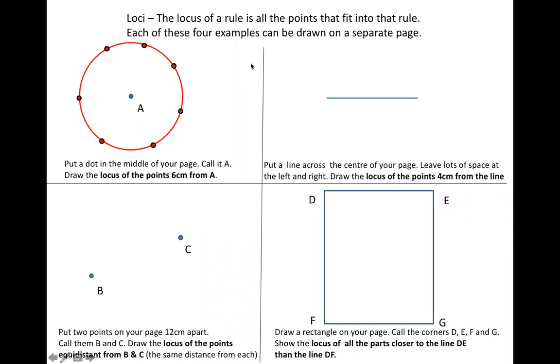You can write the title Loci. The locus of a rule is all the points that follow that rule. Start with the description, then do number one, the circle first. Write the description there. Put a dot in the middle of your page, call it A, and then draw the locus of the points 6 cm from A. Start drawing. If you want to refer, it is on page 145 or 146 of your textbook.